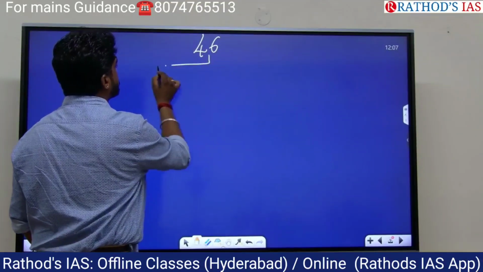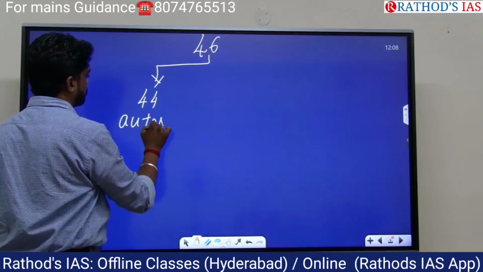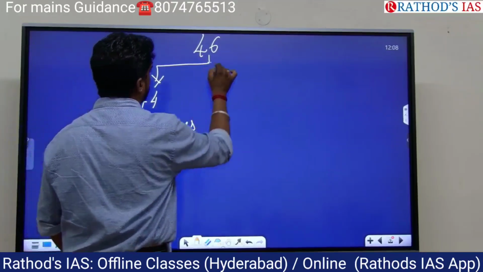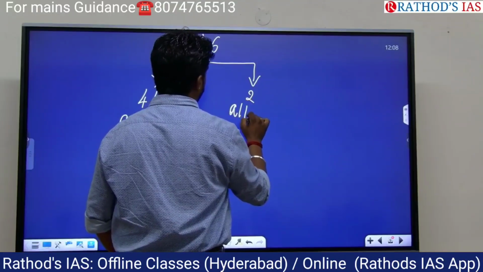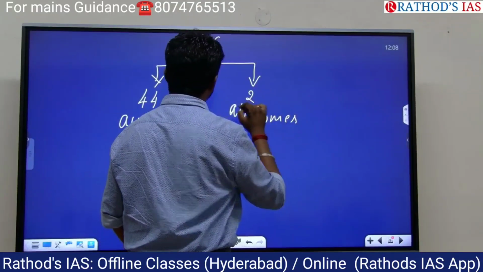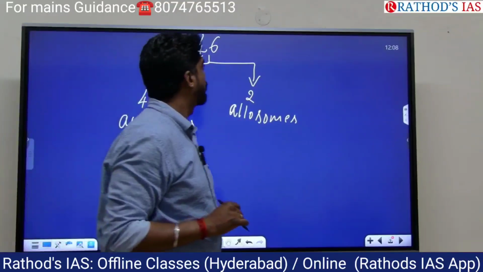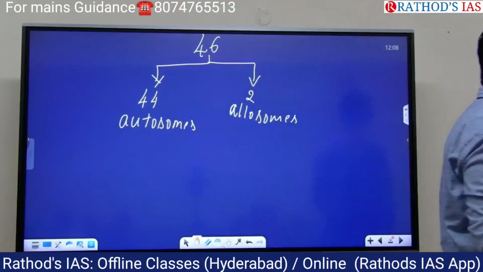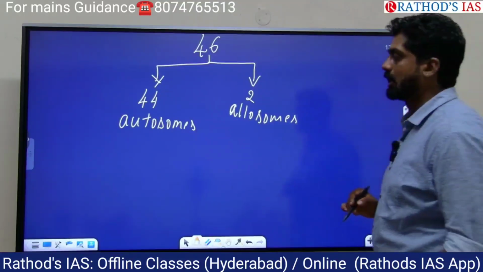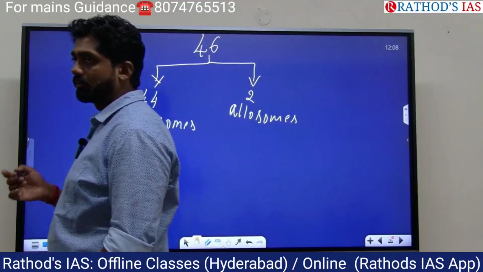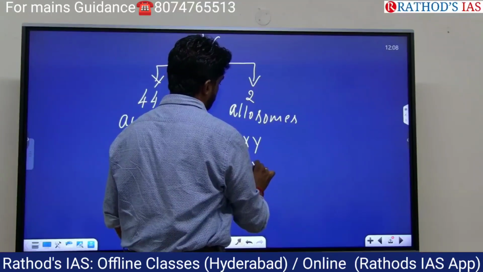Among these 46, 44 chromosomes are called autosomes. And the remaining 2 chromosomes are called allosomes. The remaining 2 chromosomes are called what? Allosomes. Okay. So among 46, 44 chromosomes are called what? Autosomes. And the remaining 2 chromosomes are called allosomes. And these 2 remaining chromosomes may be XY or may be XX.